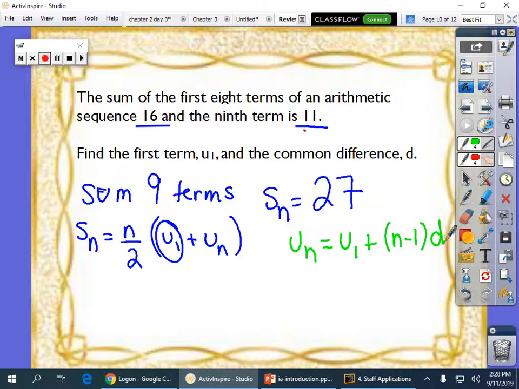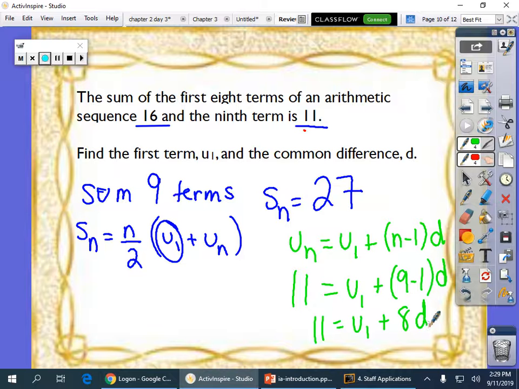All right. Are we okay? All right. So I know 11 is the 9th term, right? So 11 equals U sub 1 plus 8D. Okay? Yes? Okay.